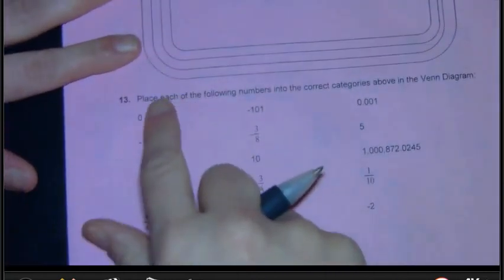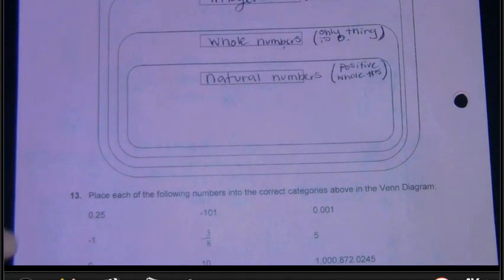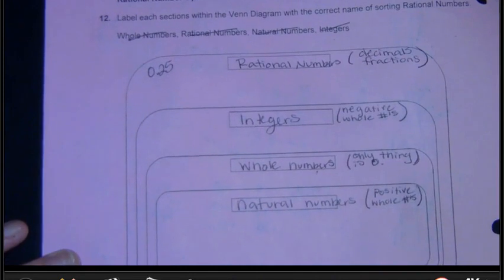Okay, so what I have down here is a list of numbers, and I need to be able to put these numbers into my specific categories, into the lowest category that they can go into. So 0.25. Well, he's not a positive whole number. He's not 0. He's not a negative whole number. He is a decimal. So he's going to go into my rational category. So he goes into rational. You guys don't have to write this, I just am. If you wanted to, that's perfectly fine.